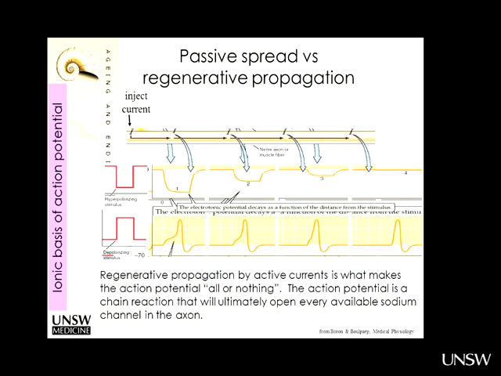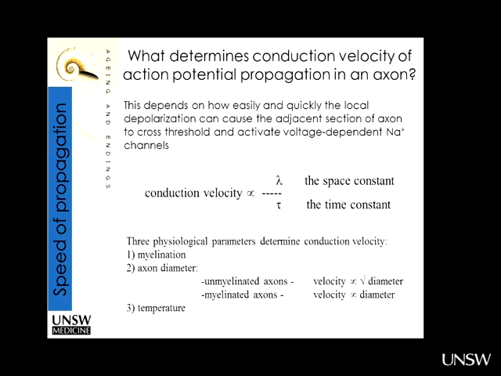So let's just talk a little bit more. We've just talked about how the propagation of the action potential works. Let's now talk more specifically about what governs the speed of the action potential. This depends upon lambda over tau, which is the space constant over the time constant. We'll talk a bit more about lambda and tau in the next few slides.